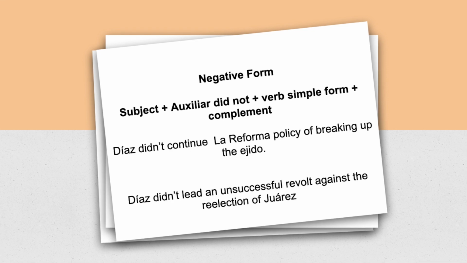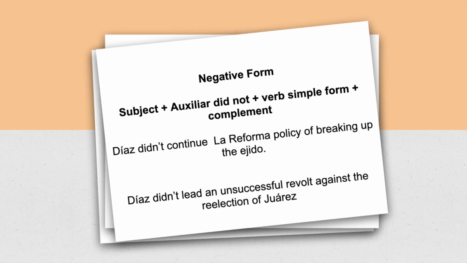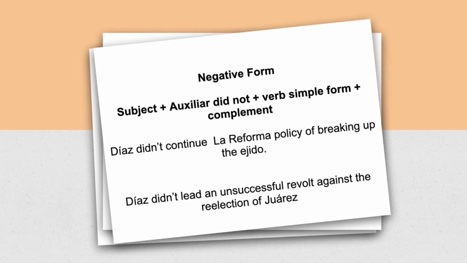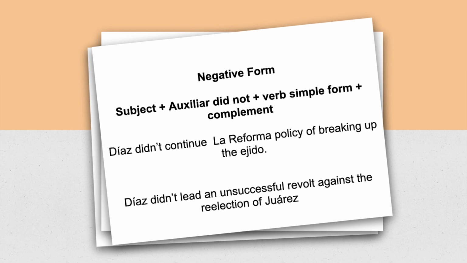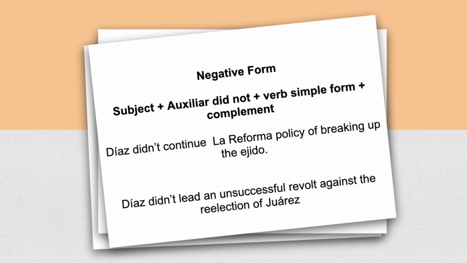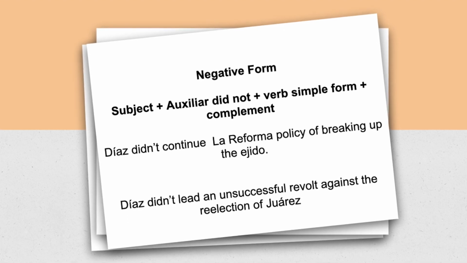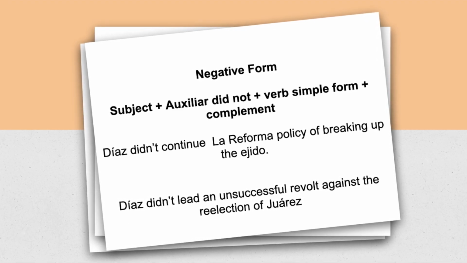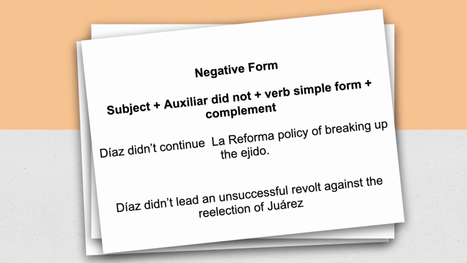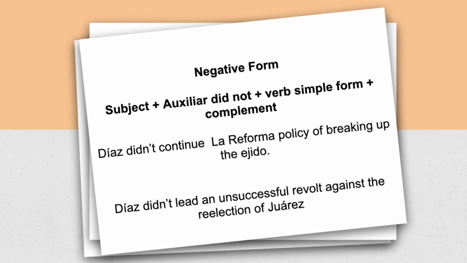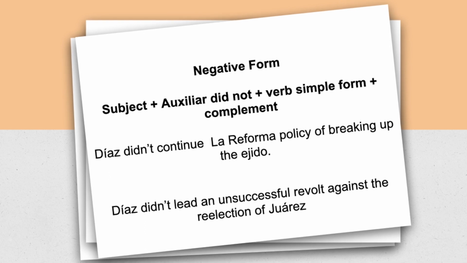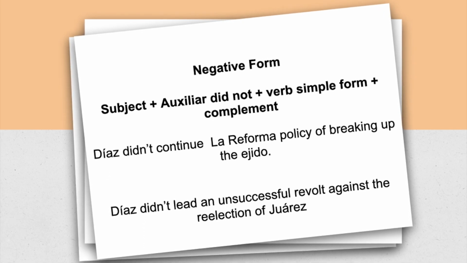The negative form in simple past is the subject plus the auxiliary did in a negative form, not, plus the verb in simple form plus the complement. Examples. Díaz didn't continue la reforma policy of breaking up the ejido. This is an example of a negative sentence using a regular verb. And the following sentence, Díaz didn't lead an unsuccessful revolt against the election of Juarez. This is an example of a sentence in simple past using an irregular verb.